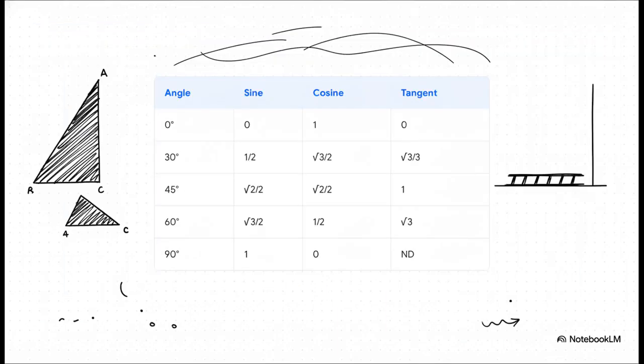Because of those special triangles, we get this beautiful table of standard angles. Instead of messy decimals, we get these exact, clean values. And honestly, the extremes make perfect intuitive sense. Just look at the sine of 0 degrees. Imagine a ladder resting completely flat on the ground. The height of the wall it reaches, the opposite side, is 0. Therefore, the sine of 0 is simply 0. The math perfectly reflects the physical reality.